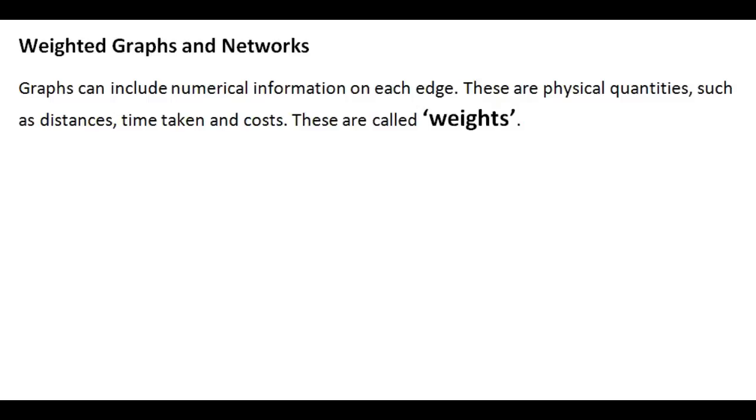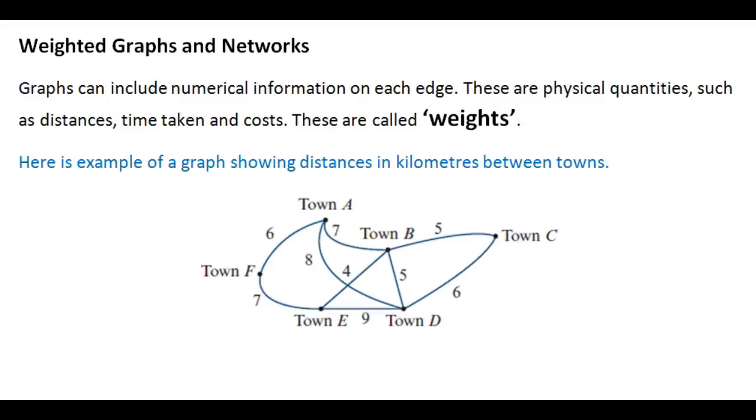In this lesson, we're going to look at weighted graphs and networks. Graphs can include numerical information on each edge. These are physical quantities such as distances, time taken, and costs. These are called weights. Here is an example of a graph showing distances in kilometers between several towns. You can see each of the edges is associated with a distance.